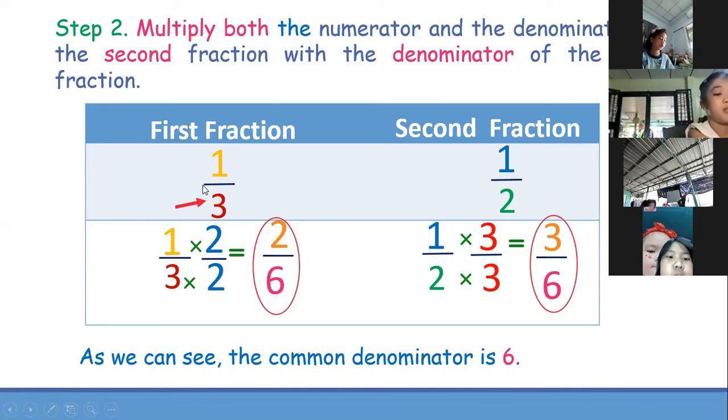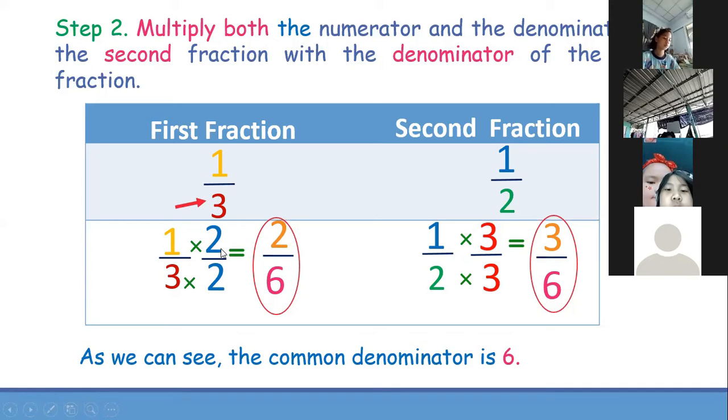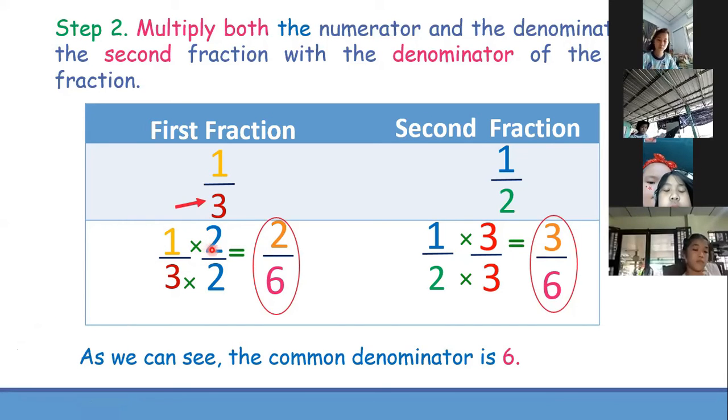Okay, so again, 1/3 multiplied by, where do we get 2 here? Why do we multiply by 2? Because the denominator of the second fraction is 2. So we multiply 1 times 2, then 3 times 2.